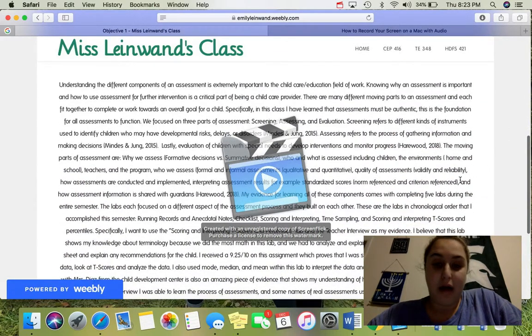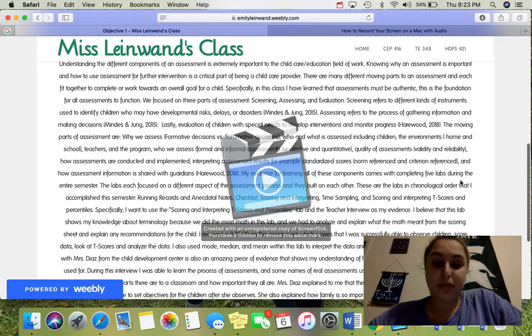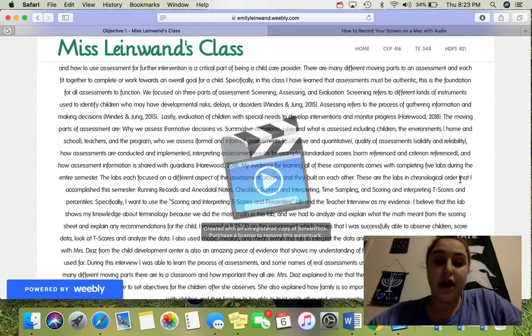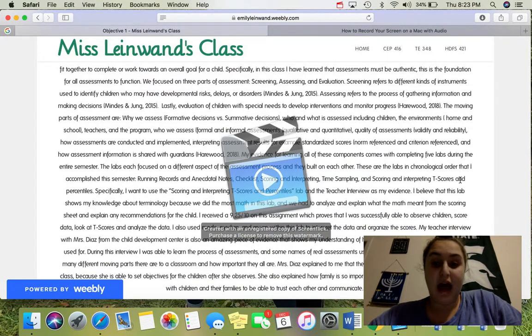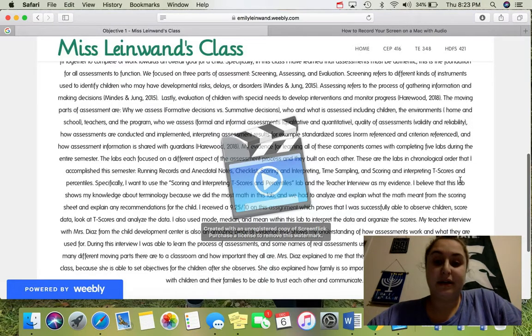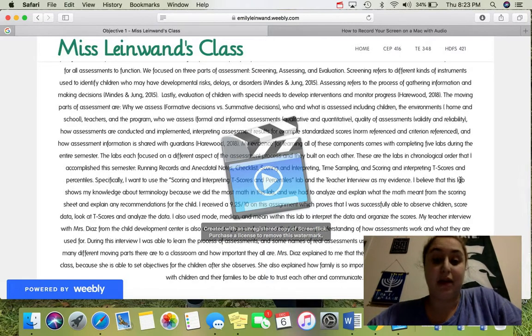So we talked a lot about the different moving parts to an assessment and how they all fit together towards an overall goal. We learned that assessments have to be authentic, and how most assessments, for example in the CDL at MSU, are based off of observation. So the best kind of assessments are through observation, and that is also one way that assessments can be authentic because you are not disrupting a child's daily routine.